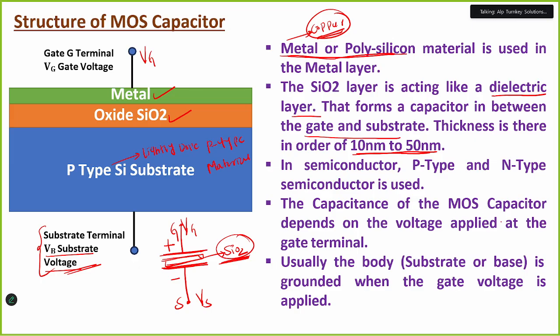The capacitance of the MOS capacitor depends on the voltage applied to the gate terminal. The body is always connected to ground, so the body voltage is equal to 0. So the capacitance depends on how much voltage you apply to the gate, that is VG. I told you, the body is grounded only. When gate voltage is applied, the body is connected to ground. So this is about the structure of the MOS capacitor.